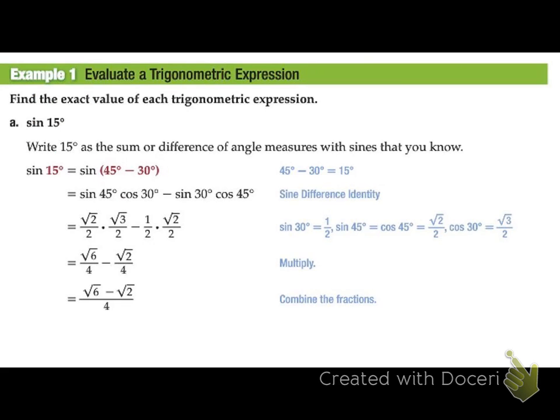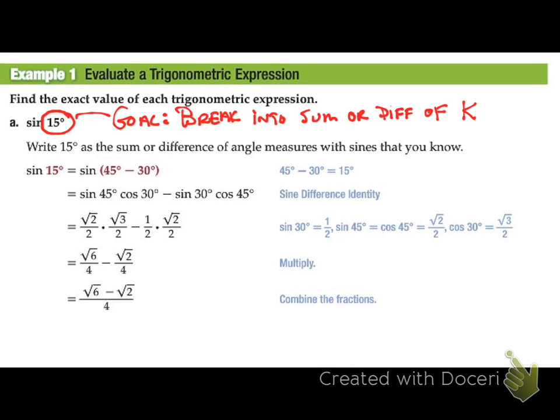One of them might look like this. We're given a value of sine of 15. 15 degrees is not on our unit circle, and we're looking for an exact value. So our goal becomes, how do we take an angle measurement and break it into either a sum or difference of known values? And by known values, we mean our unit circle values.